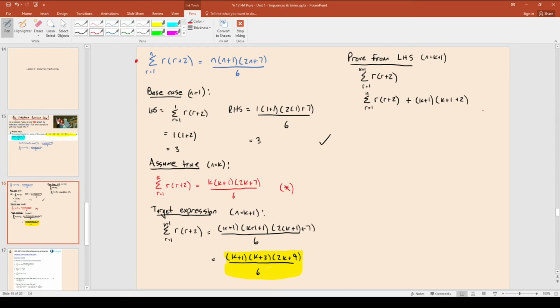Anyway, we can then swap out this sum from 1 to k of r times (r plus 2), which subs out for our assumption. That's what we assume to be true. So here we go, that is k plus 1, 2k plus 7, over 6, and then plus k plus 1, and I'm going to simplify this one to k plus 3. Important that we include these words here: from assumption.